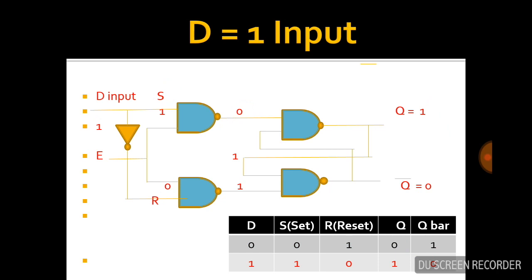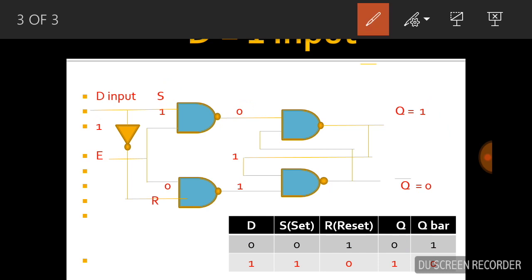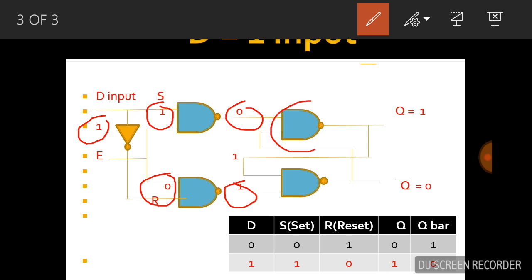Next, if we apply D is equal to 1 input. In the D input, if we apply the input 1, then this 1 is passed on and becomes 0 after the inverter. In this NAND gate, the input is 0. So if any input in a NAND gate is 0, the output is always 1. This 1 is passed on. Now 1 means the output becomes 0.